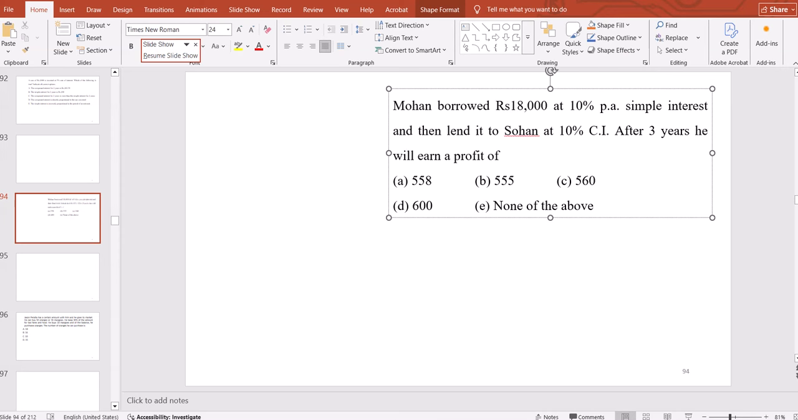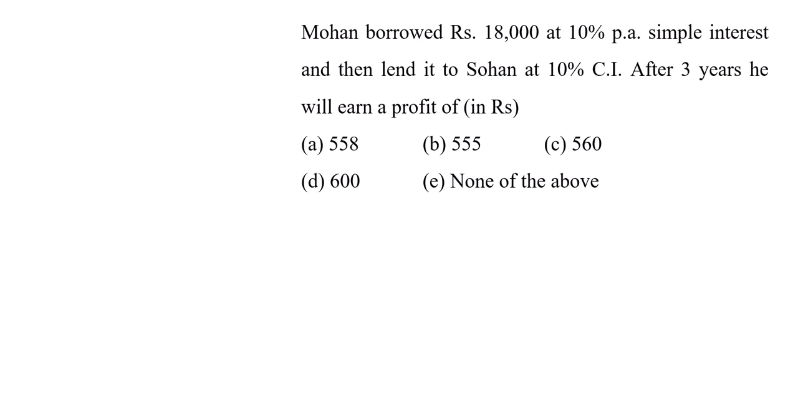80,000 rupees borrowed at simple interest of 10% per annum, and you are lending it on at 10% compound interest. After 3 years, he will earn an amount of what? These questions are not there in the booklet. It will be an add-on, no? So previous and this one. That's why we are focusing on some questions which are not available in your booklet.